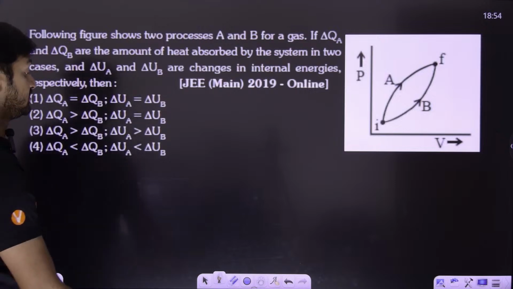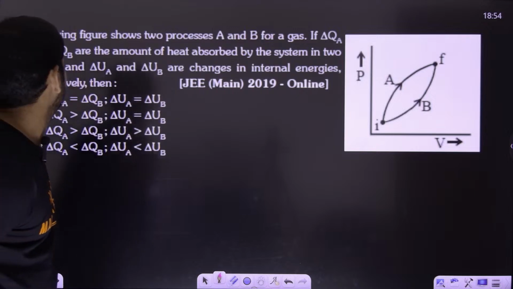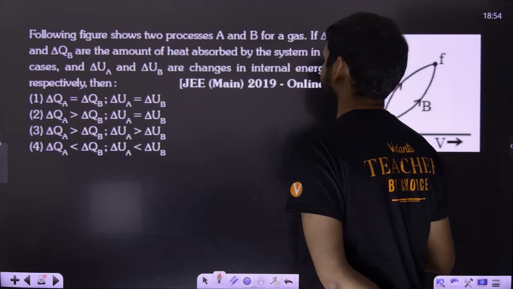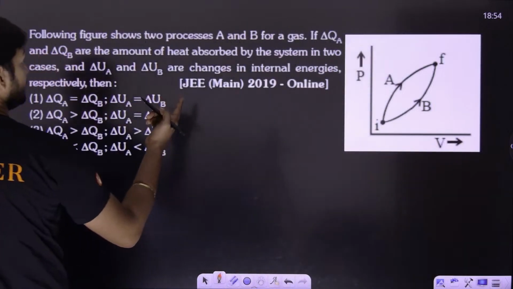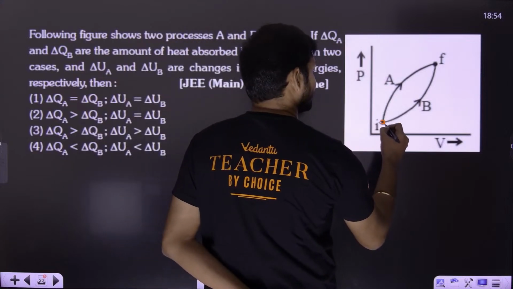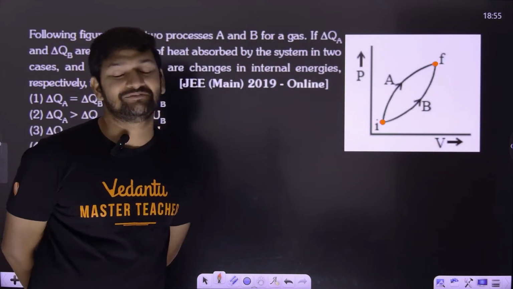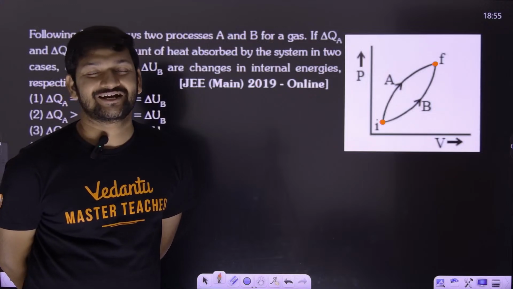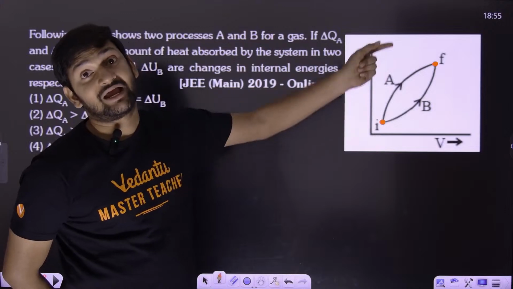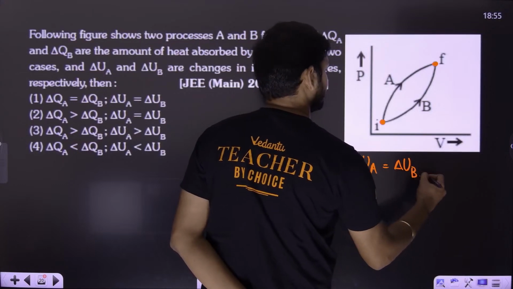Following figure shows 2 processes A and B for a gas. If delta QA and delta QB are the amount of heat absorbed by the system in the two cases, and delta UA and delta UB are changes in internal energy respectively. See, both of them are starting from the same point and ending at the same point. That means the change in internal energy should be the same for both the processes, because both have the same state. So the change in internal energy for A should be equal to change in internal energy for B.